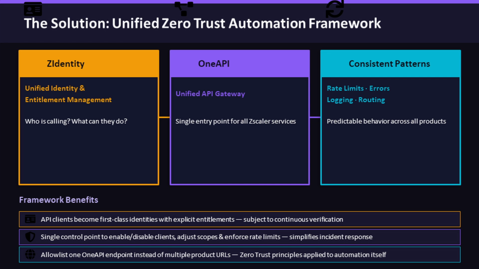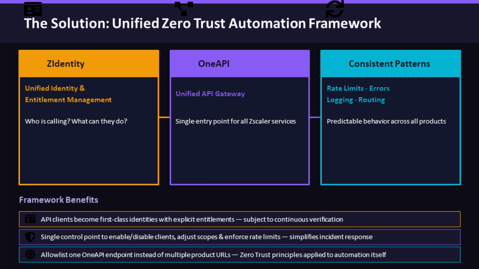The second pillar is One API, the unified API gateway. One API is the entry point layer. It's the single base URL for all automation traffic, whether you're calling ZIA, ZPA, ZDX, or Client Connector. It handles token validation, request routing, quota enforcement, and logging. From a developer's perspective, you write to one API surface. From a network security perspective, you allow list one domain instead of four.